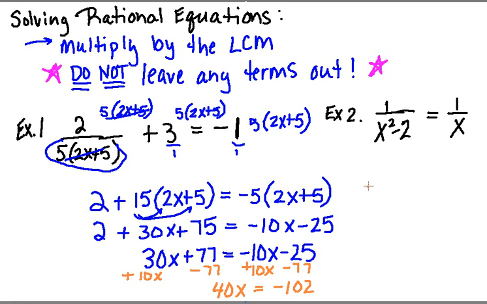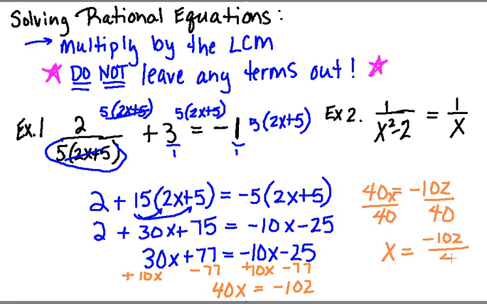All right, so I got 40x equals minus 102. I'm going to isolate x by dividing both sides by 40. And I come up with x equals minus 102 over 40, or I can reduce that down to negative 51 over 20. Okay? Really, the solving part should be pretty easy. It's just getting it to something that you can solve. And the way that we do that is multiply through by our least common multiple. In this case, it was 5 times 2x plus 5.